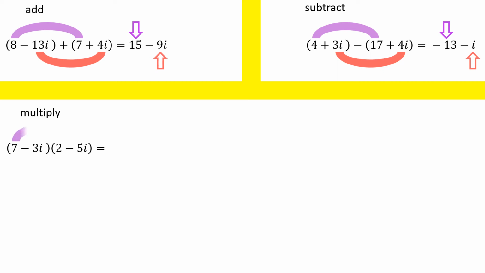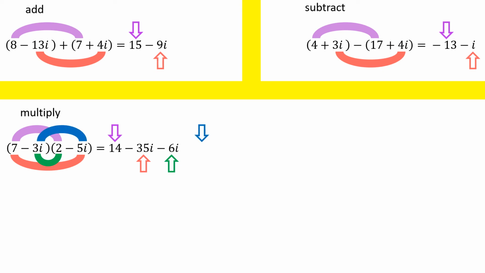For multiplication, 7 times 2 is 14. 7 times -5i will be -35i. -3i times 2 is -6i. -3 times -5 would be a positive 15, but there's also an i times i, so it's positive 15i squared.